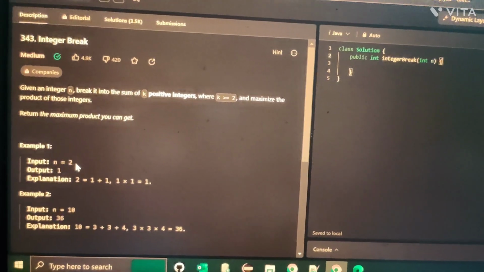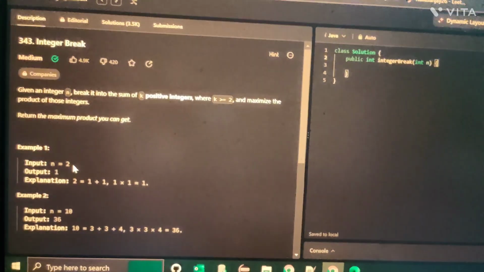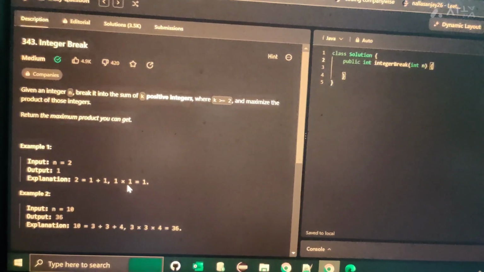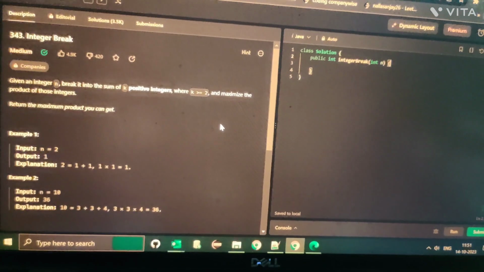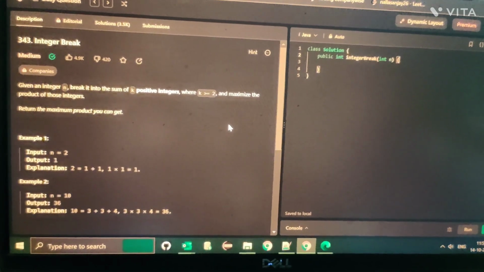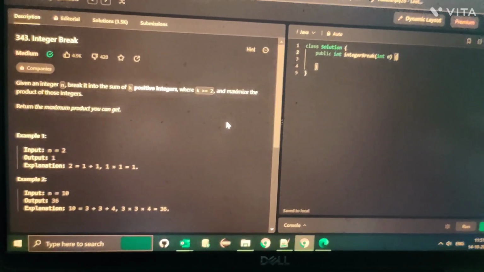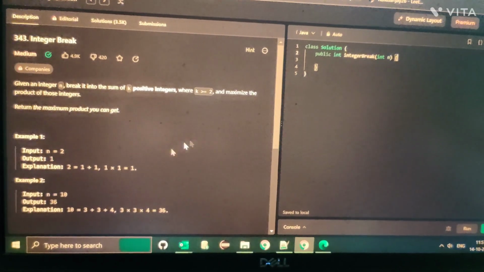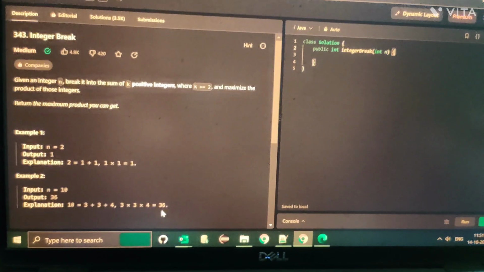In this case, if they have given us n equals 2, we can't return 2 as it is. We have to return it as 1 plus 1, which means 1 into 1 is equal to 1. So 1 is the value that we are going to return. In the case of n equals 10, we have many other options. We can divide it into 5 parts, 2 plus 2 plus 2 plus 2 plus 2, which is 2 power 5, equal to 32. But that is not the maximum value. Here we have to take 3 plus 3 plus 4, so 3 into 3 into 4 is equal to 36. That is the maximum value.